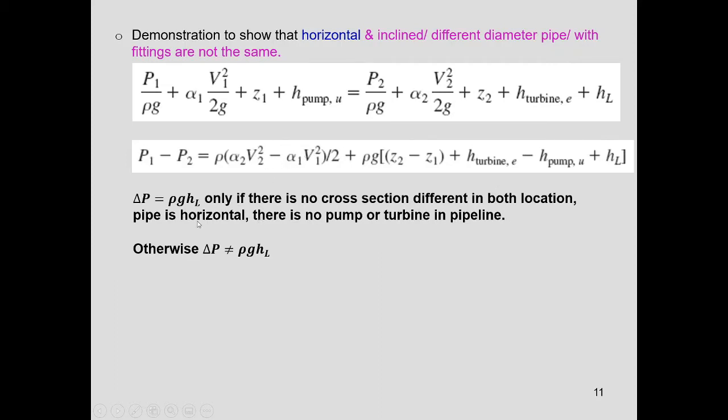And the pipe is horizontal, so there is no effect of potential energy. There is no pump or turbine in the pipeline. In that situation, delta P, P1 minus P2, will be equal to rho g times HL. Otherwise, delta P is not equal to rho g HL.